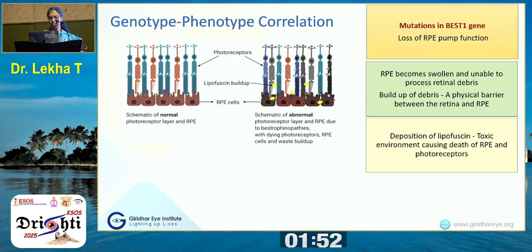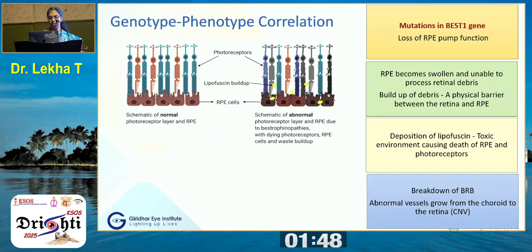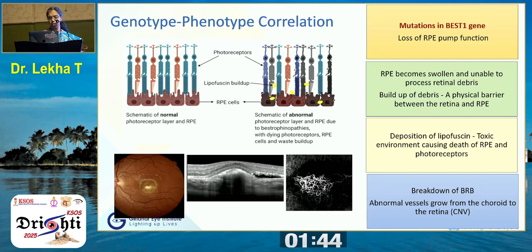And the deposition of lipofuscin causes more damage to the RPE and photoreceptors. And eventually, with the breakdown of the blood-retinal barrier, abnormal vessels can also grow, leading to the formation of CNV. And this is one indication for intervention in BEST disease.